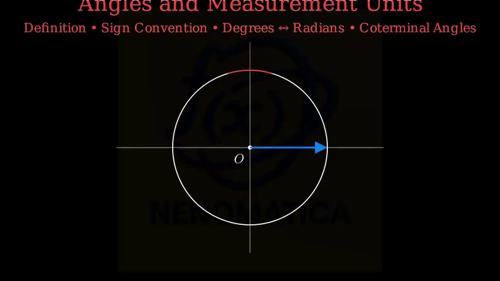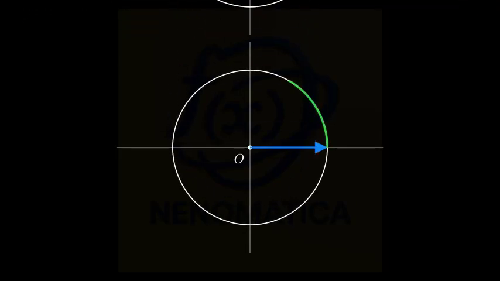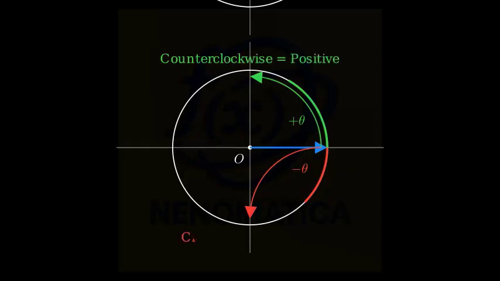An angle is created by rotating a ray about its vertex. Let's draw a circle and a ray at the origin. The ray starts along the positive x-axis. The amount of rotation is the size of the angle. By convention in trigonometry, counterclockwise rotation is positive and clockwise rotation is negative. Watch the green counterclockwise arc for a positive angle and the red clockwise arc for a negative angle.